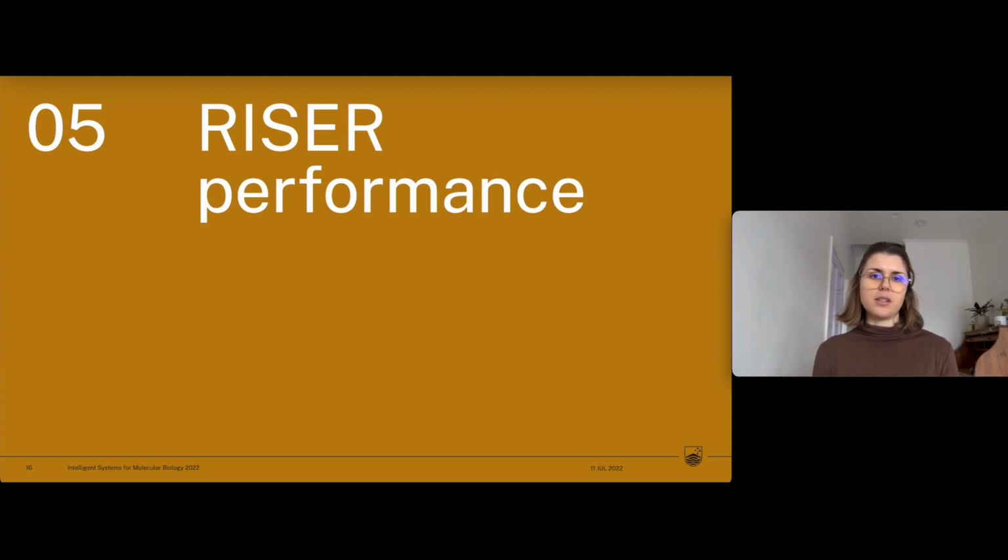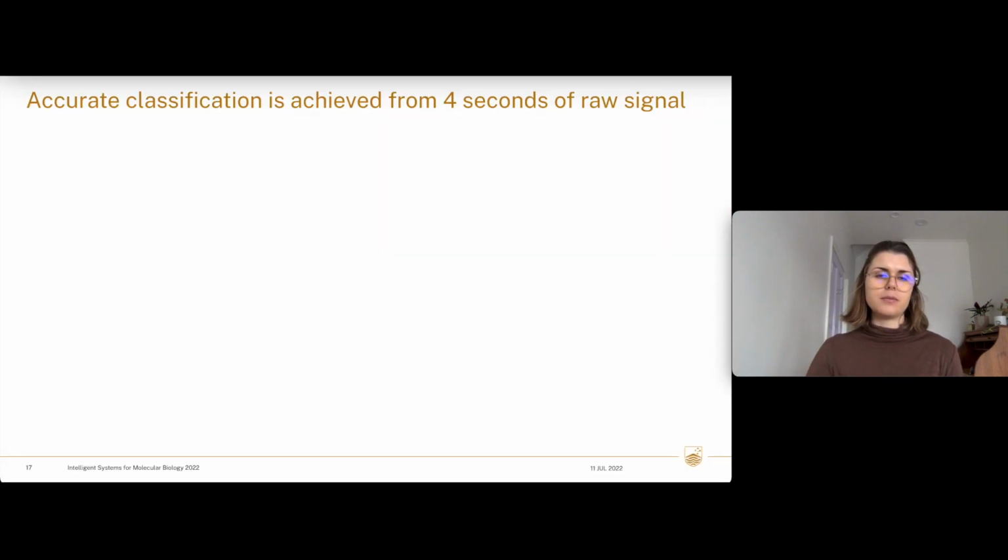Now for how RISER has performed on the testing that we've done so far. The first thing we needed to decide was what input signal length to use as input for RISER. There's a bit of a trade-off here. So if the input requirement is too long, then short reads might escape through the pore before a decision can be made. But if it's too short, the classifier might not have enough information to make a good prediction.